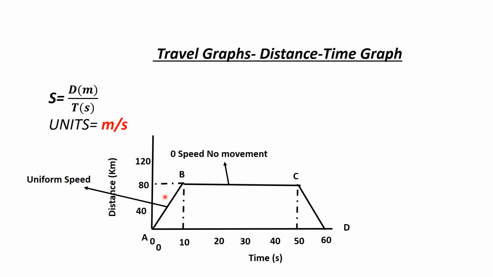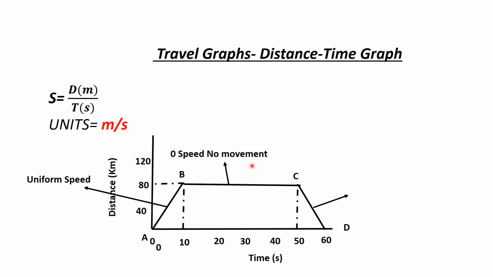Then here there is zero speed, or no movement. For example, if I ask you what is the speed at 30 seconds, at 30 seconds it's here. If you go up, you reach this point, and at this point there is no increase in distance with time, which means speed is 0, but distance is still 80 kilometers and time is of course 30.